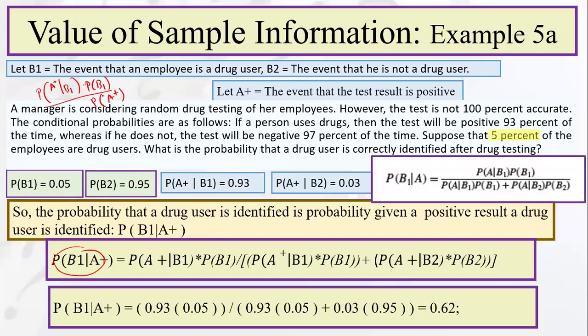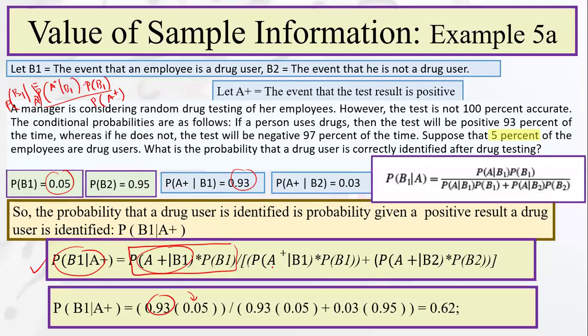So that's what it is. So this one, probability of B1 given A plus, is this probability. The numerator is known to you very clearly. This one is given to you, 0.93. And this one is known to you, 0.05. So the numerator is known to you totally.